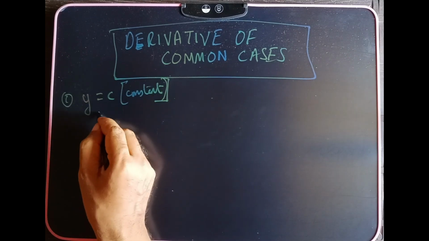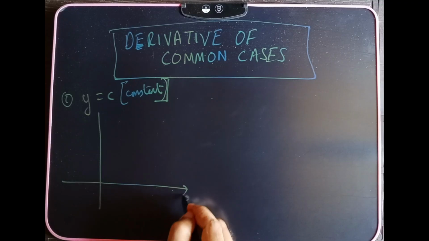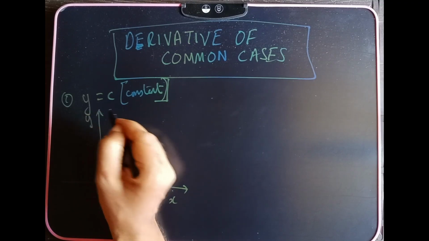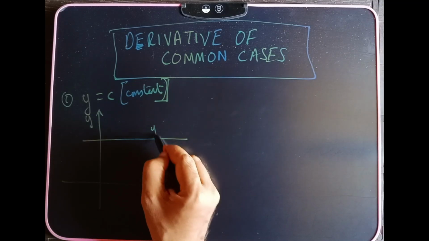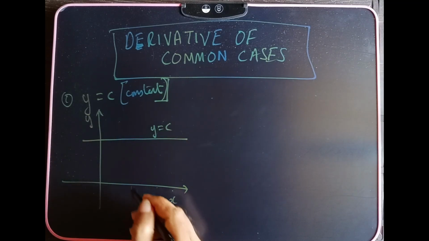Okay, one particular case is y is equal to c, where c is a constant. If I have to plot this graph, I will plot it something like this. This is the x axis, this is the y axis. Y is equal to a constant, so it will be a straight line, right? Here y is equal to c.